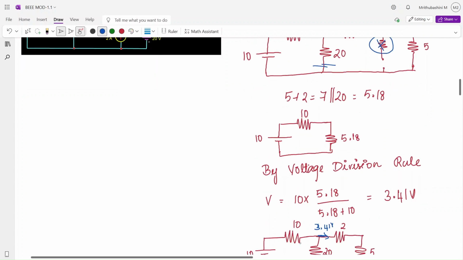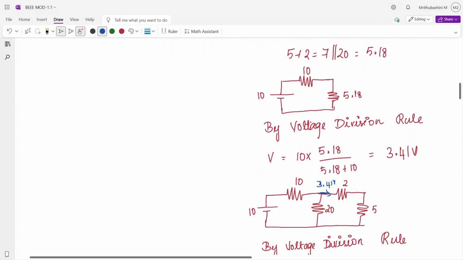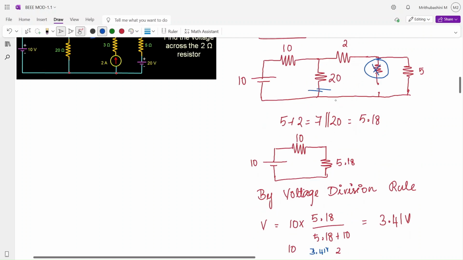I guess you know how the voltage division rule works. So 10 into 5.18, across only I have to find. So 5.18 by 5.18 plus 10, you'll get 3.41. This is the voltage which is passing through this 5.18. So across this 20 ohms, you have 3.41, and that will be the same voltage passing through the 2 as well as the 5 ohm.